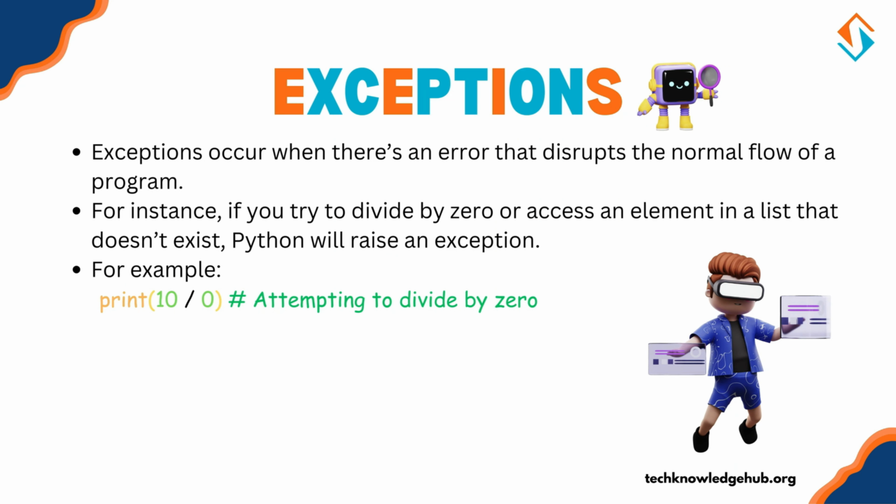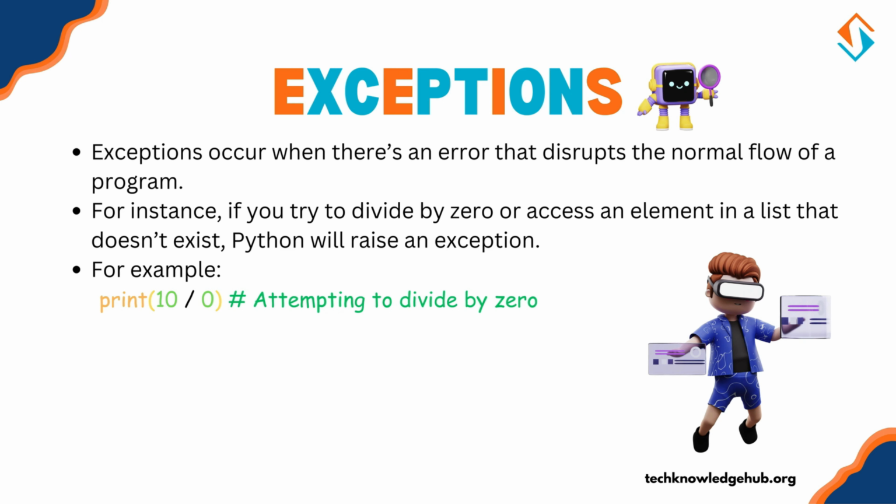Let's start with a quick overview of what exceptions are in Python. Exceptions occur when there's an error that disrupts the normal flow of a program. For instance, if you try to divide by 0 or access an element in a list that doesn't exist, Python will raise an exception. When an exception happens, Python halts the program and displays an error message.